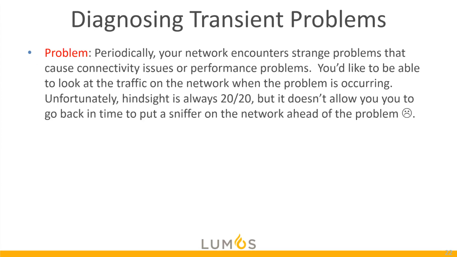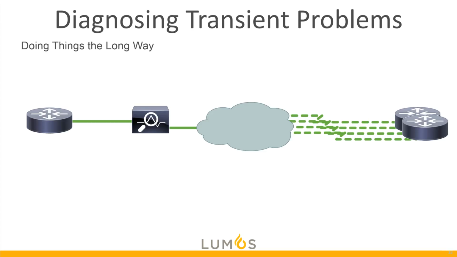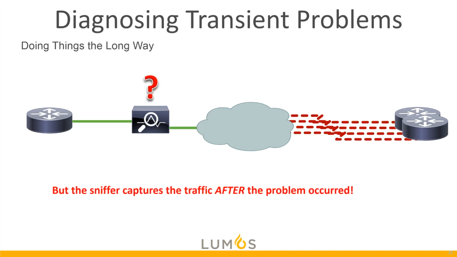So we can use this for a number of things like diagnosing transient problems. So for instance, periodically your network encounters maybe strange problems that cause connectivity issues or performance. You'd like to be able to look at the traffic when it's occurring, but hindsight isn't 20/20 and it doesn't allow you to go back in time and put a sniffer on the network ahead of the problem. So kind of doing things the long way, we put a sniffer on and essentially wait till there is a problem, but the sniffer captures the traffic after the problem occurred.